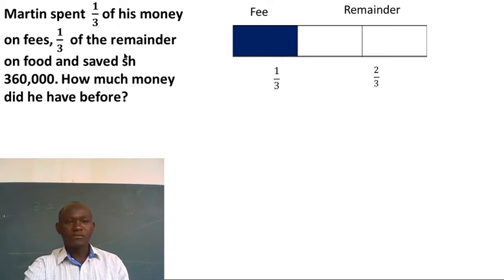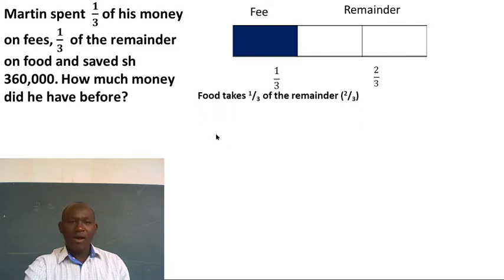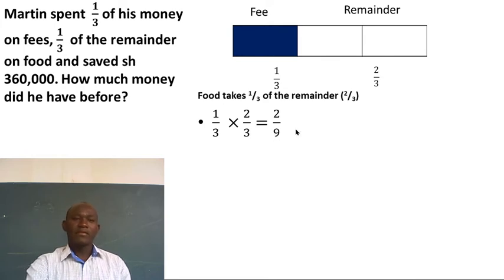What about food? This person spent a third of the remainder. A third of the remainder was spent on food, which is a third times two thirds. This two thirds is our remainder. So it is a third times the remainder, which is two thirds. 1 times 2 gives us 2, and 3 times 3 gives us 9. That means the fraction spent on food is 2 out of 9. So that's the fraction spent on food.